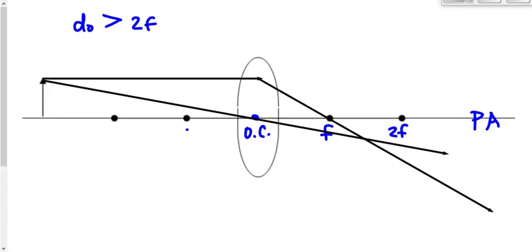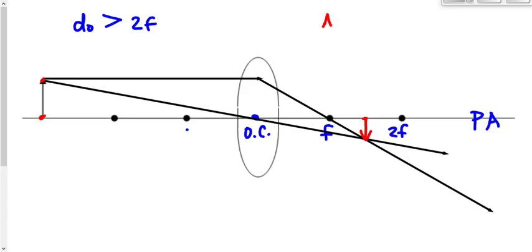Now, where's my image formed? This is the bottom of my object and the top of my object. This is the bottom of my image and the top of my image. So my image is formed from the principal axis to where the rays converge, or come together. Notice that they're not converging at the focal point, because these rays aren't both parallel to the principal axis like they were in the demonstration that we did.